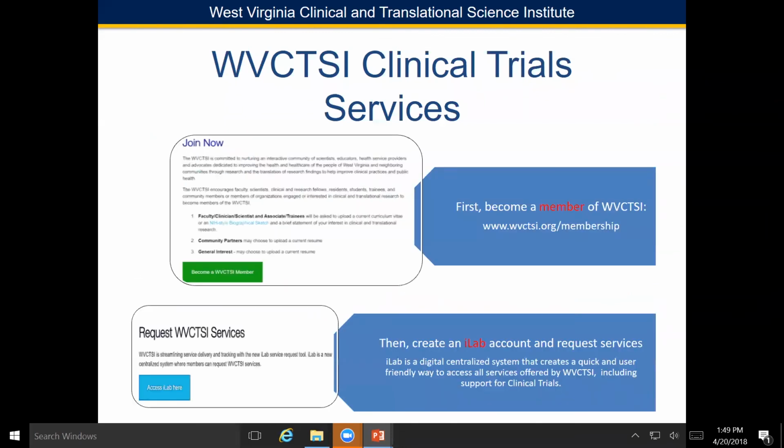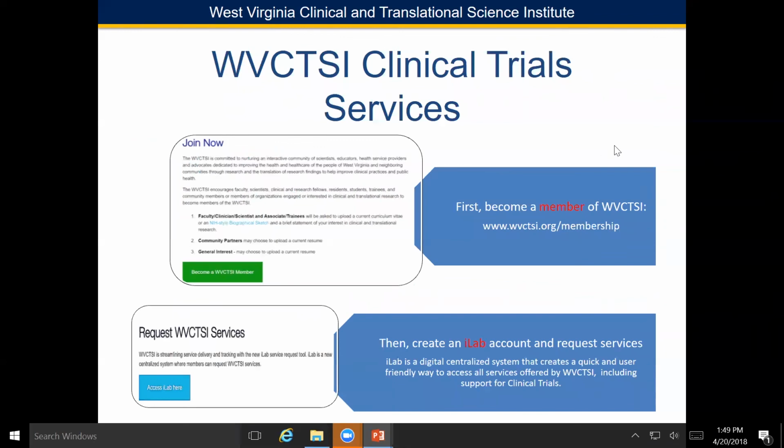So in case you don't know CTSI, I think everybody here does, but we just put a little plug in there for us. So how you can join on the website. And then also to request the services, we use a system now called iLabs. Emily could talk a lot more about iLabs if you would like her to, probably an hour worth.